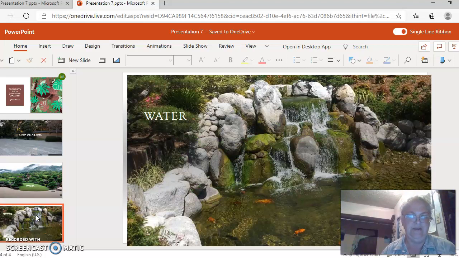And the third natural element in the Japanese garden we're going to talk about is water. This picture is one I took at the Japanese Friendship Garden at Balboa Park.